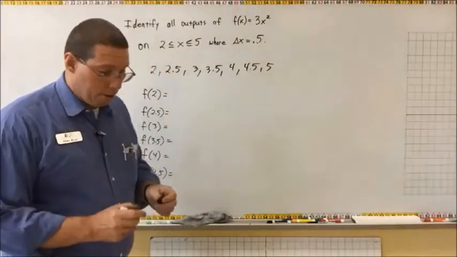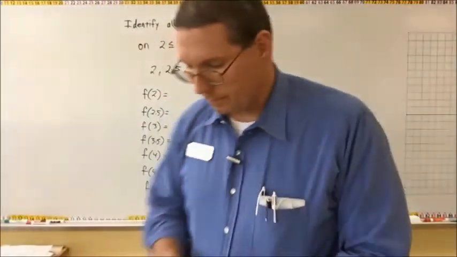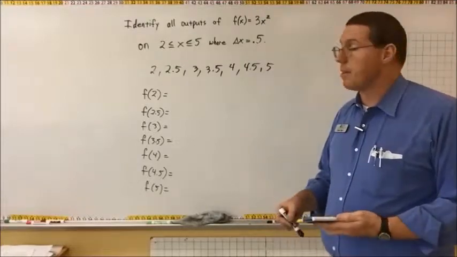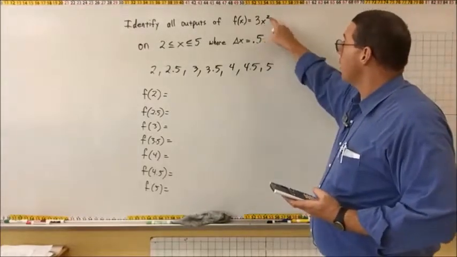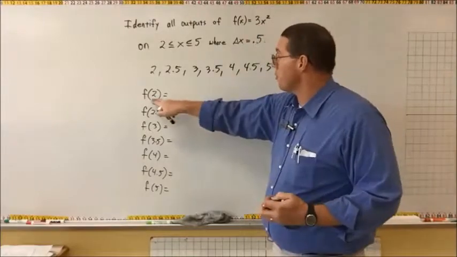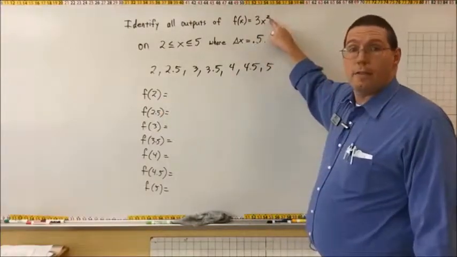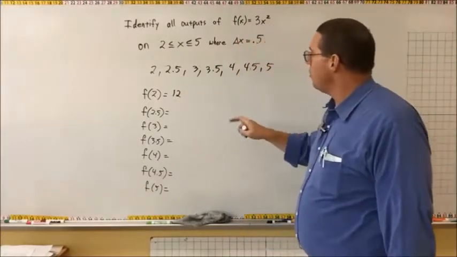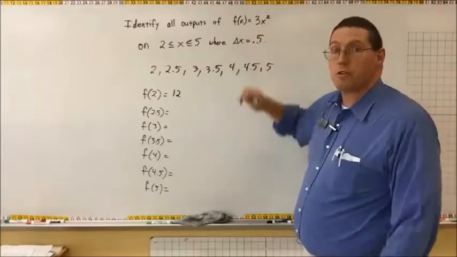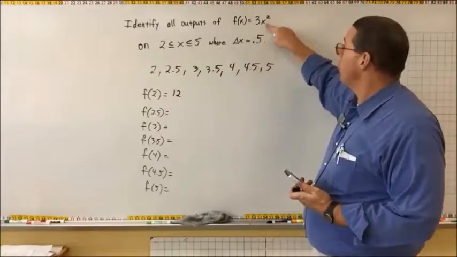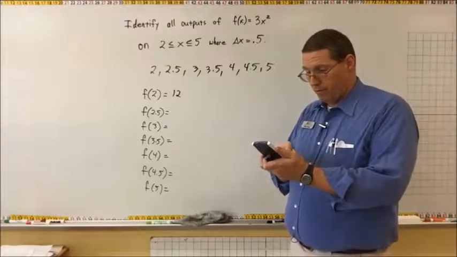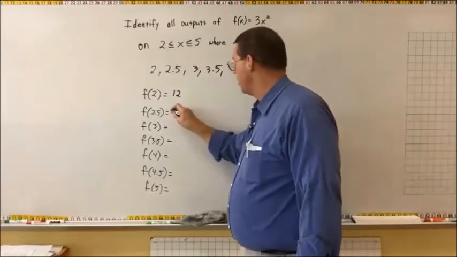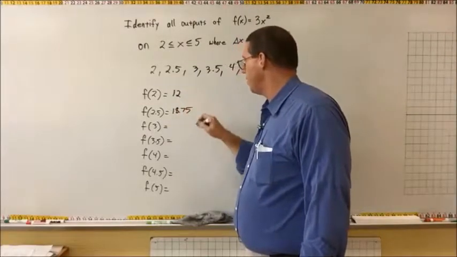Now, a calculator would be really handy for this. This is a place where we're probably going to use decimals instead of fractions, okay? But here's what I have, 3x squared. I don't need a calculator for this one. I'm going to plug in a 2. 2 squared, that's 4. 4 times 3, that's 12. But now I may want to use a calculator to do 2.5 squared. So I'm going to do 2.5 squared times 3. 2.5 squared times 3 is 18.75. So put 18.75 here.